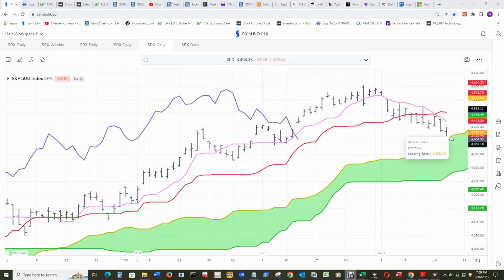So the top of the cloud to start the day on the 17th is at 4420.22. And here's the lagging line, and the baseline for tomorrow will be at 4389.23. So if the lagging line has a hit on the baseline, that will mean that price is going to have a hard time getting above the cloud. So we'll have to see what happens, but that's usually what happens.